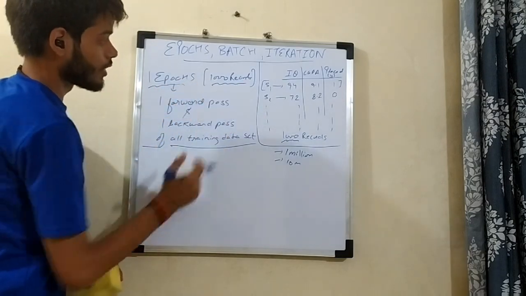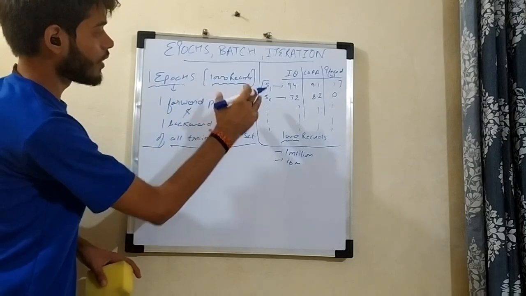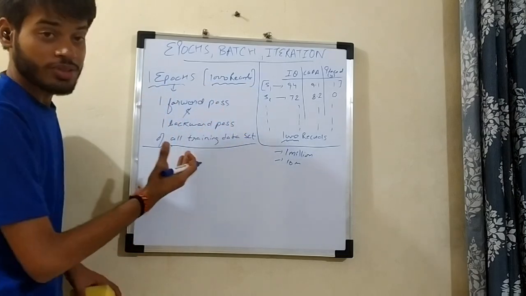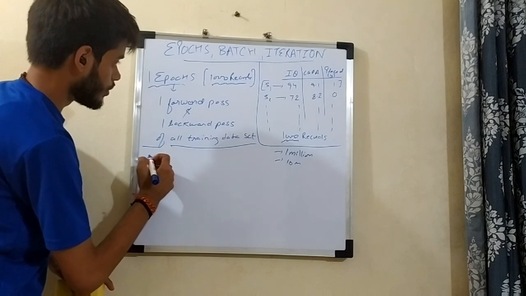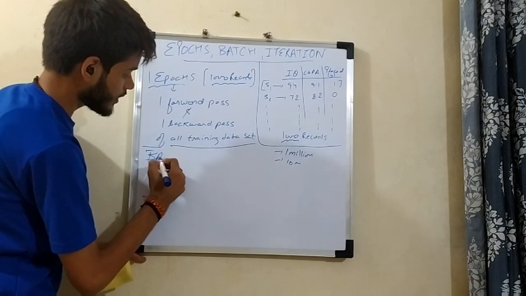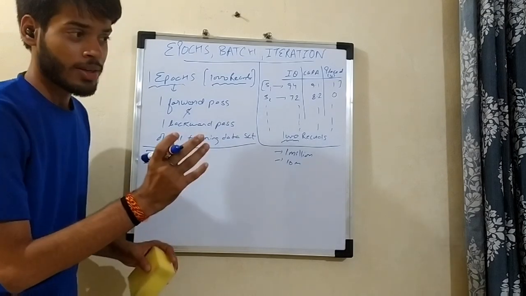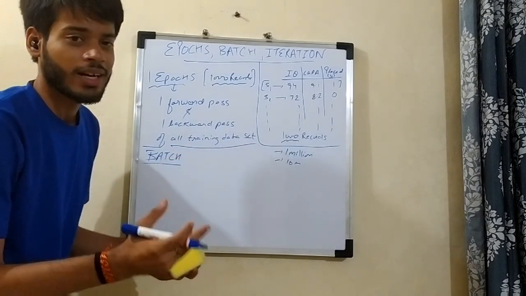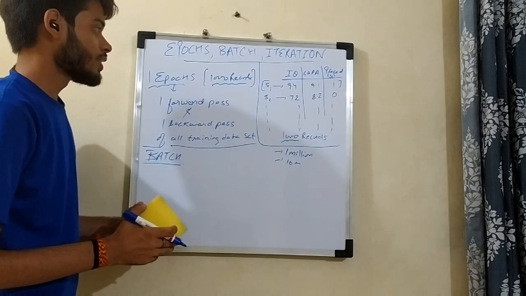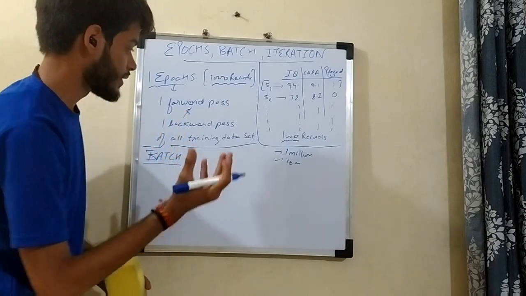So for this particular example, we have 1000 records, which is a huge task to give to the epoch. So there's the concept of batch. The word itself is telling you: batch is something like small batches, small packets, right?